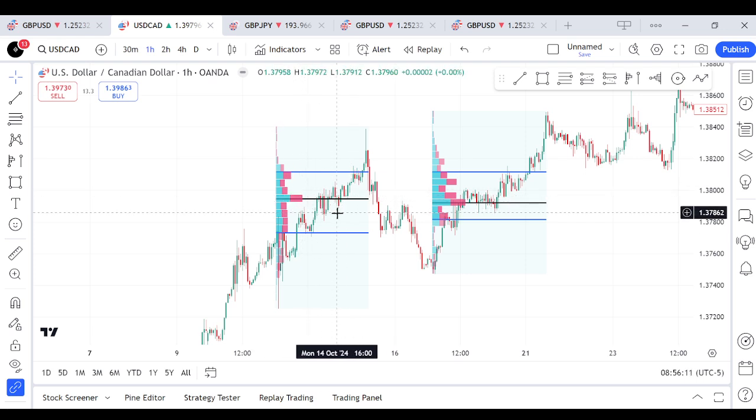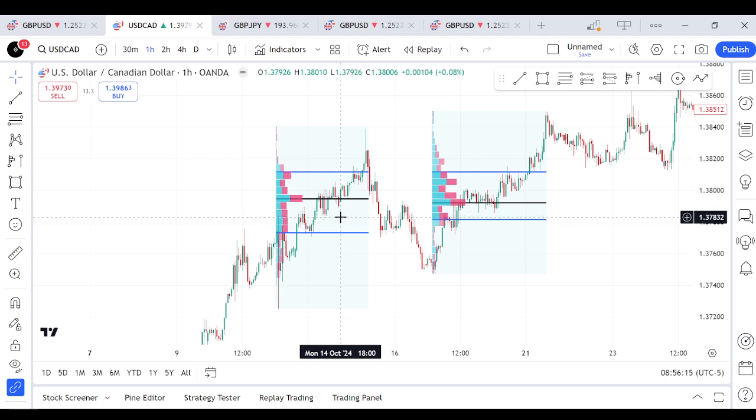Then the low volume nodes are the opposite. They are areas with little trading activity, and price tends to move quickly through these levels because there is less resistance.